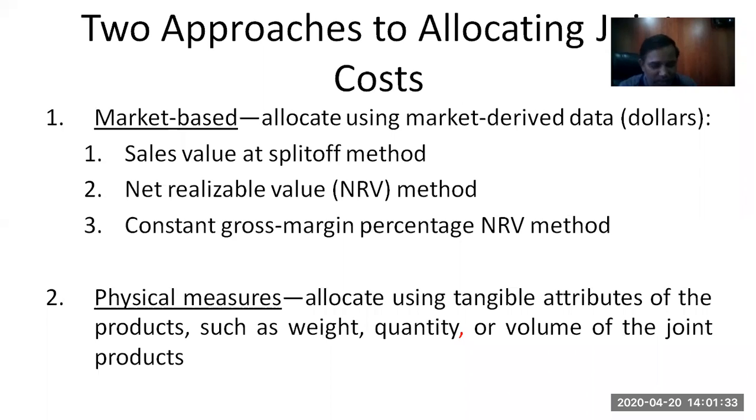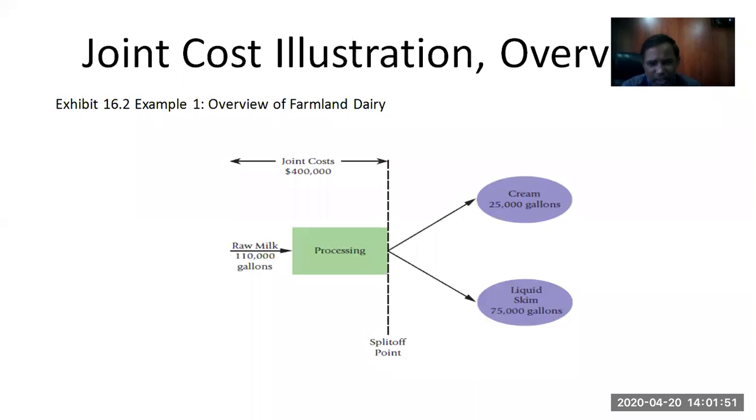Market-based further has three sub methods: sales value split off, NRV method, which is also known as net realizable value method, and constant gross margin percentage NRV method. So it will be working on a constant gross margin percentage. We'll see all these sums. This is an example given to you of how 1,10,000 gallons of raw milk has been processed. This is the joint cost of $4 lakh, and what we are producing is cream of 25,000 gallons and liquid skim milk of 75,000 gallons.